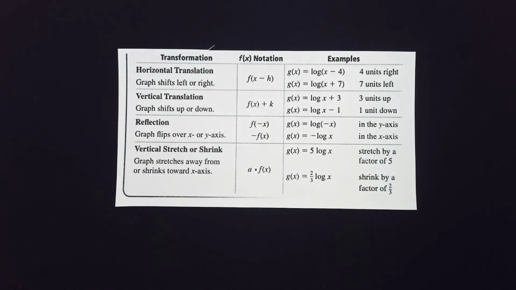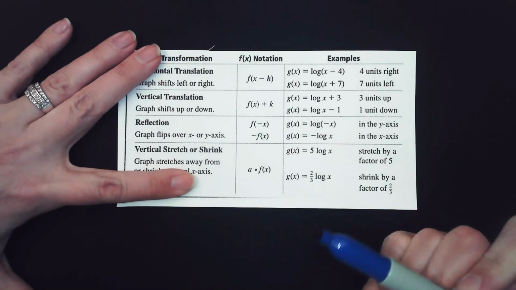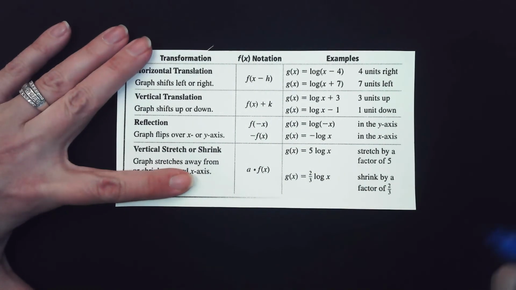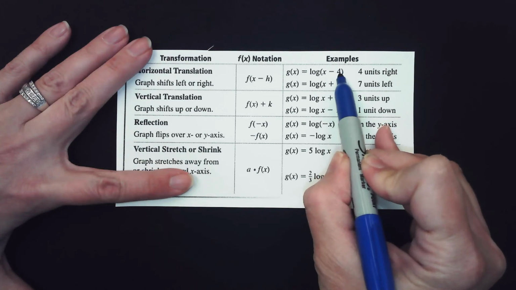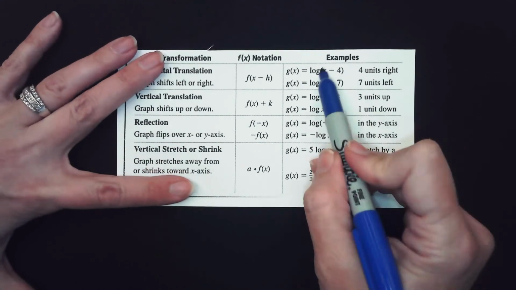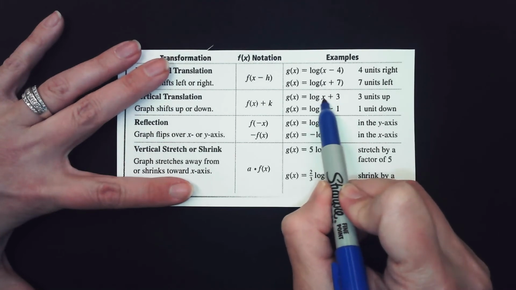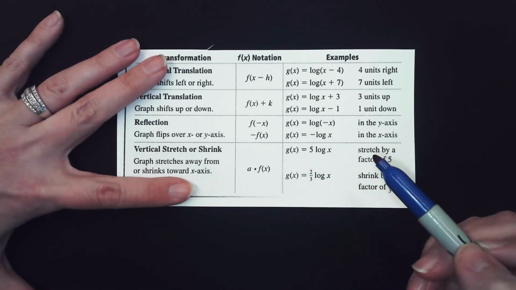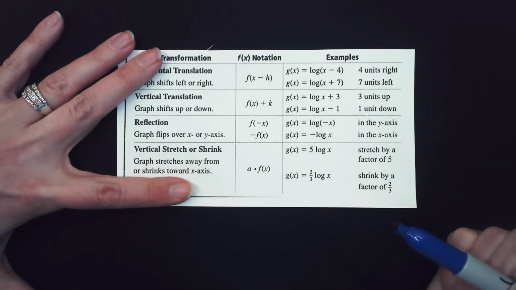Now let's talk about those transformations. These are the same things we do for all of the functions we've had so far. If it's grouped with x, we move left and right, but we do the opposite. So if it says -4, instead of going left, we go right. That's when x is within the log, with that minus in parentheses with x. If it's not in parentheses, that means it's just tacked onto the end, and that moves us up or down, and we do what it says. +3 goes up, -1 goes down.